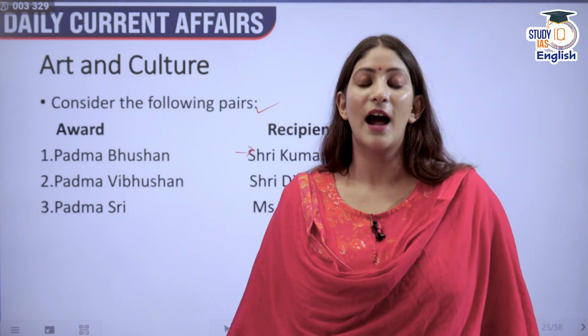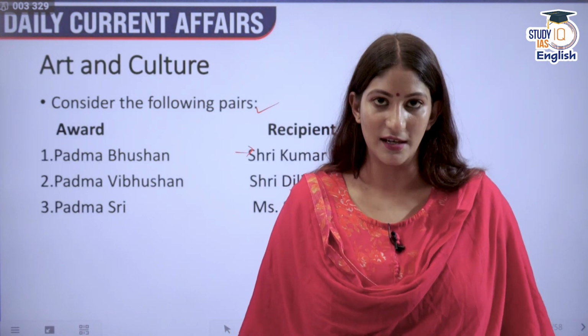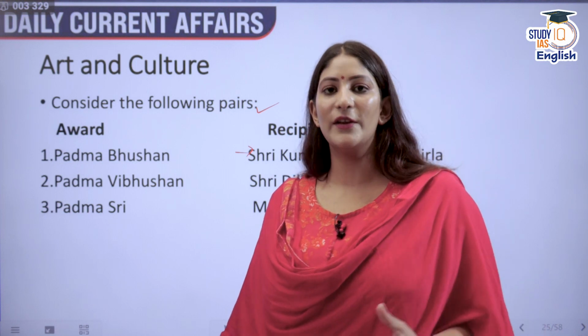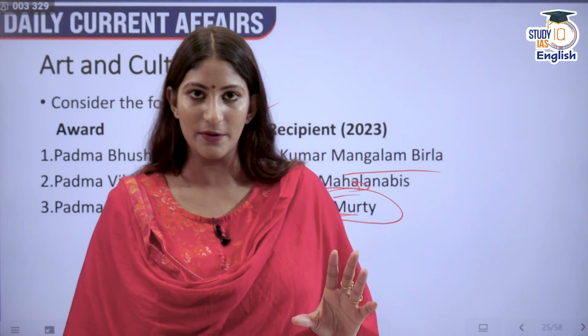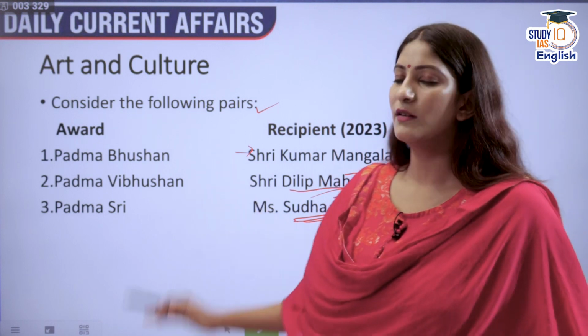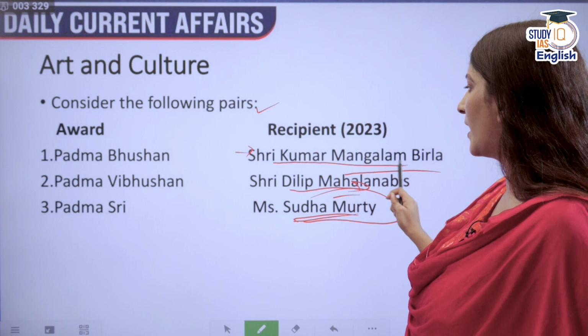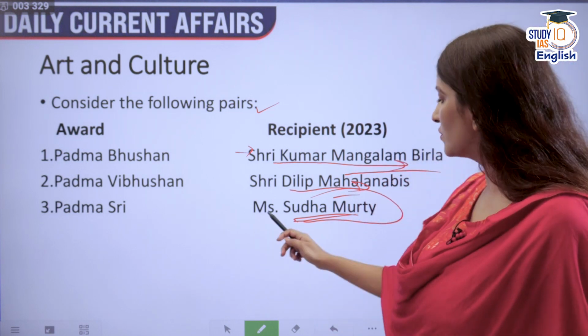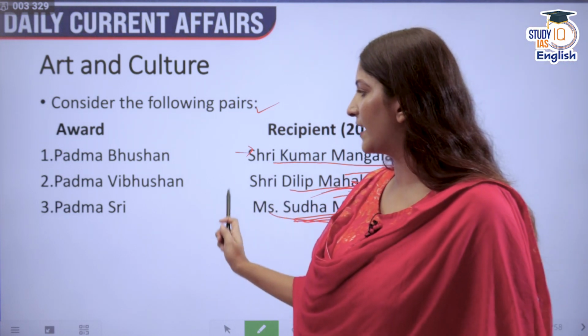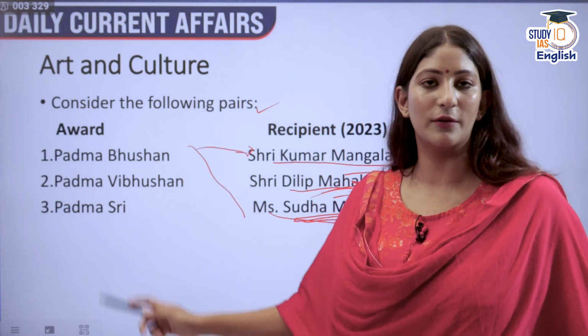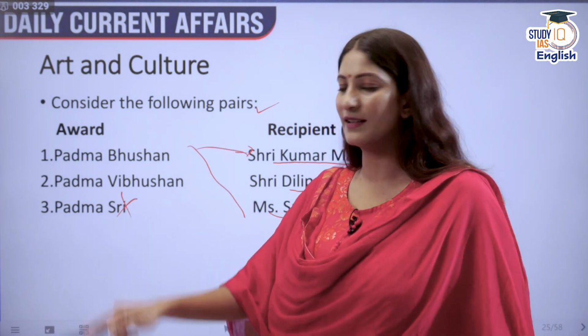These are the highest civilian awards in India, and the nominations are open for them right now. It can be given to even foreigners and posthumously. That means after the death of a person. Padma Bhushan for the year 2023 has been given to Shri Kumar Mangalam Birla and also Miss Sudha Murthy, and she has received Padma Bhushan only, not Padma Shri. So the third pair is incorrect.